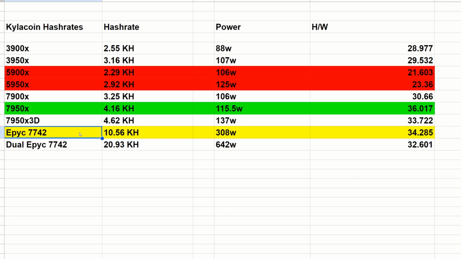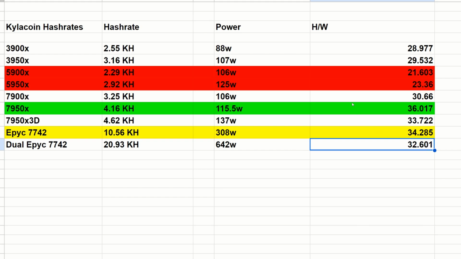So the EPYC 7742 is 10.56 kilohash at 308 watts. This is 34.285 hash to watt ratio, which is actually more efficient than the dual EPYC. I am finding on everything I tested so far, whether it's RandomX, Monero, the single EPYC is a more efficient miner than the dual EPYC. And we have the dual EPYC coming in at 20.93 kilohash, 642 watts at the wall for a hash to watt ratio of 32.601. So there we have it, guys.